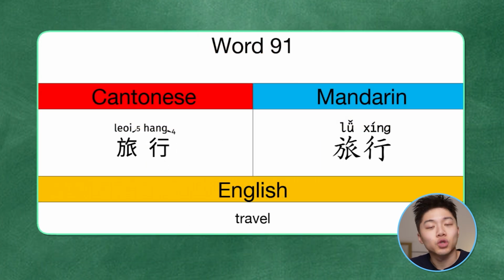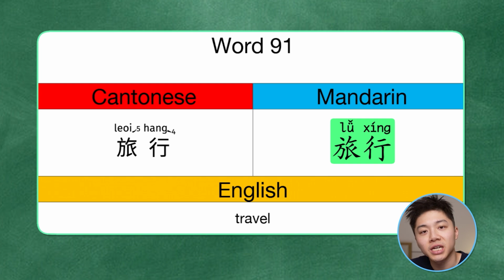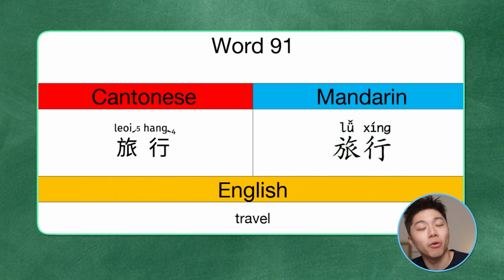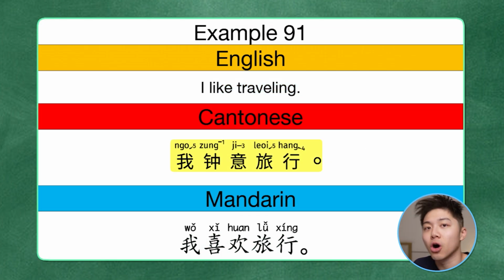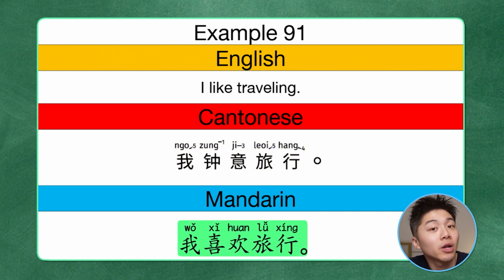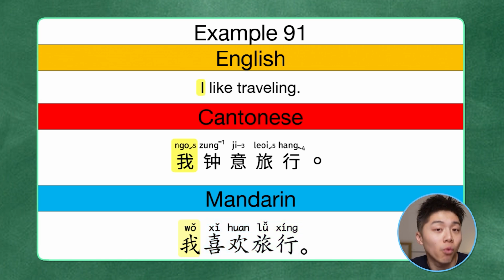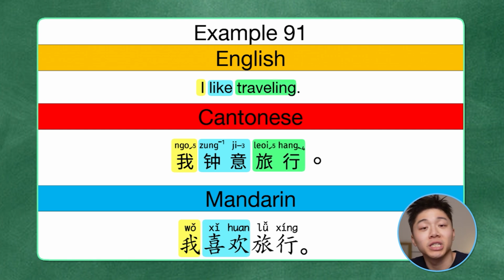Next, travel, 旅行. In Mandarin, 旅行. So for example, I like traveling. In Cantonese, 我鍾意旅行. In Mandarin, 我喜歡旅行. So 我 is I in Mandarin. 我鍾意 means like in Mandarin, 喜歡. 旅行 means travel in Mandarin.